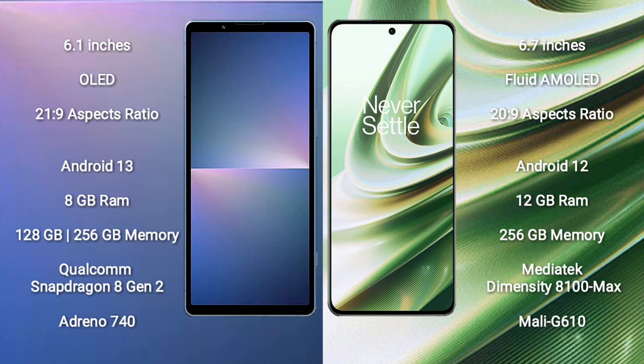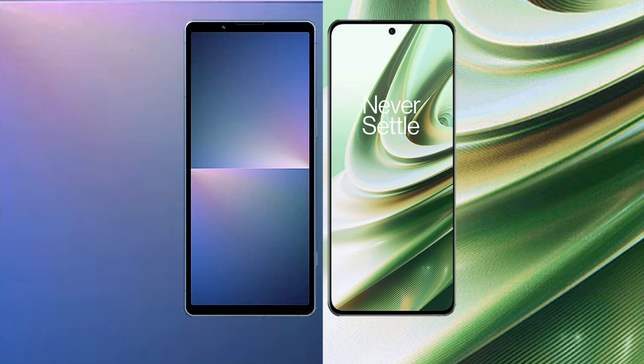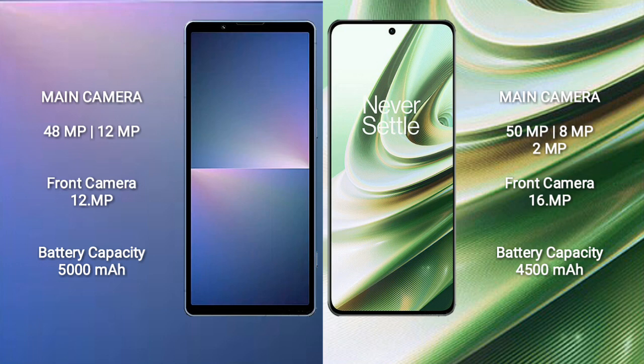Sony Xperia 5 Mark 5 comes with 8GB RAM and 128GB or 256GB internal storage, Qualcomm Snapdragon 8 Gen 2 processor and GPU Adreno 740. OnePlus 10R comes with 12GB RAM and 256GB internal storage, MediaTek Dimensity 8100 Max processor and GPU Mali G610. Sony Xperia 5 Mark 5 rear dual camera setup, 48MP plus 12MP and front camera 12MP.